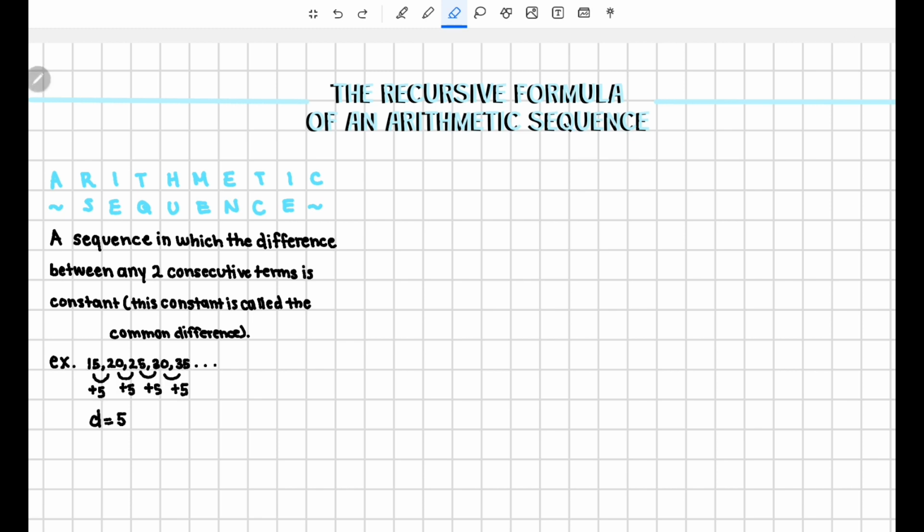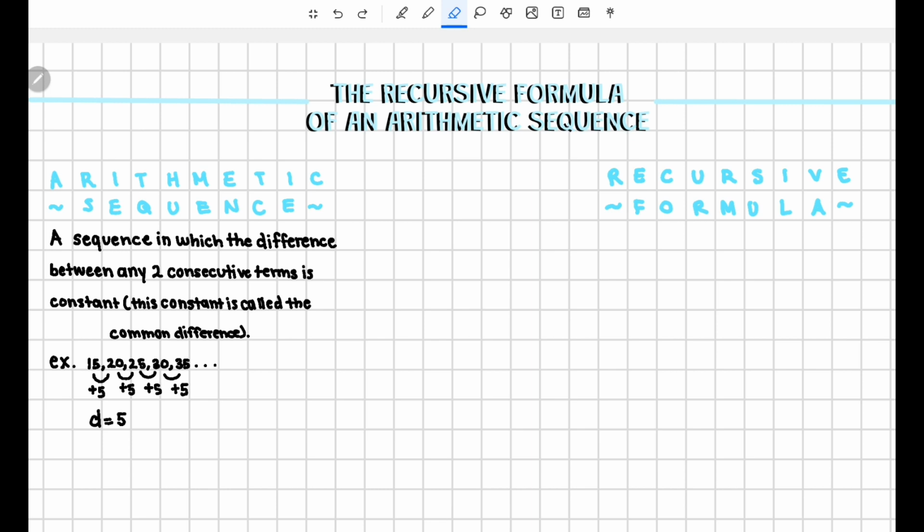We have 15, 20, 25, 30, 35. So in this sequence, the difference between any two terms is always 5. It's always constant. It's always the same. So therefore, 5 is the common difference because from 15 to 20, we added 5. 20 to 25, we added 5. 25 to 30, we added 5. And 30 to 35, we added 5. So this is how the sequence will continue to go.